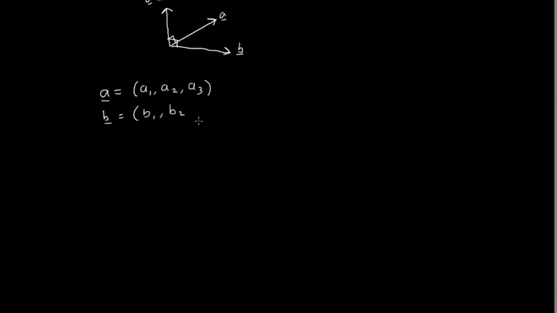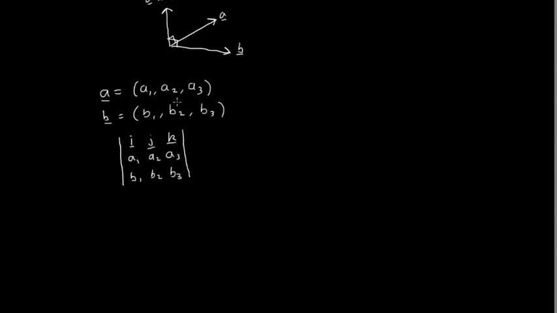B1, B2, and B3. Now, a cross product is what we call a determinant, and it's the determinant of a 3 by 3 matrix, where the top row are the basis vectors i, j, and k. The second row will be the vector A, so A1, A2, and A3, and the third row is vector B with B1, B2, and B3.